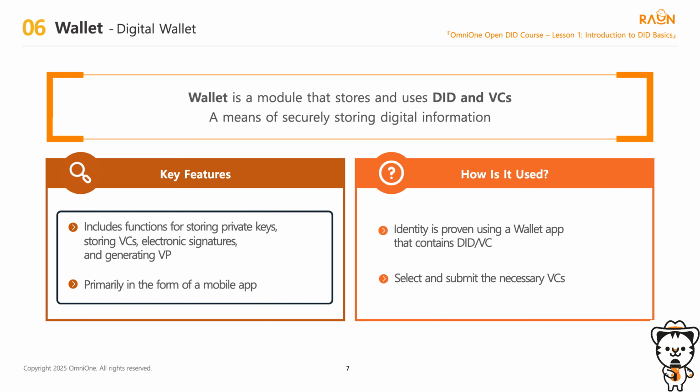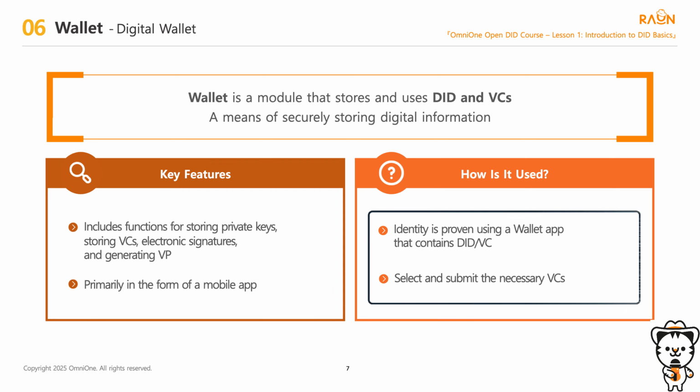It securely stores your private key, keeps your VCs, signs data digitally, and creates VPs all in one. Typically, wallets are mobile apps, like a real wallet you carry around, but they can also be implemented as SDKs or other tools. A wallet is essential for identity proof, VC selection, and secure storage of your credentials. It really is like a digital wallet holding your DID document, private key, VCs, and more.